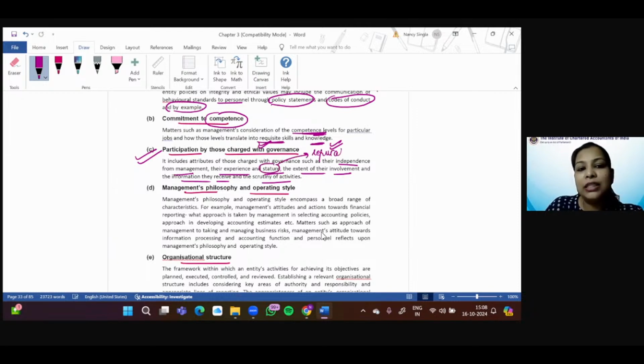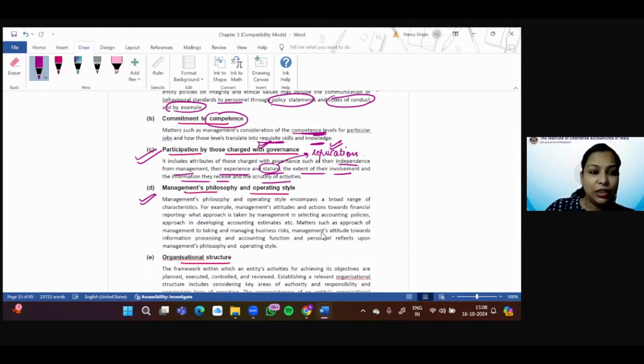Again, if the employees are aware that those charged with governance are very particular about whether the internal controls are being followed or not, whether the rules and regulations, the ethical values, the integrity are being followed or not, chances are that the employees are going to follow their footsteps, right? Is it clear? Management philosophy and operating style.